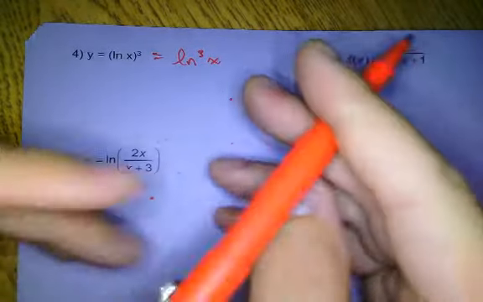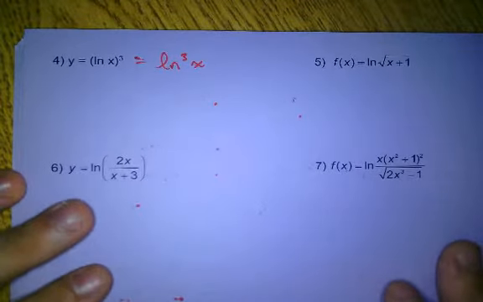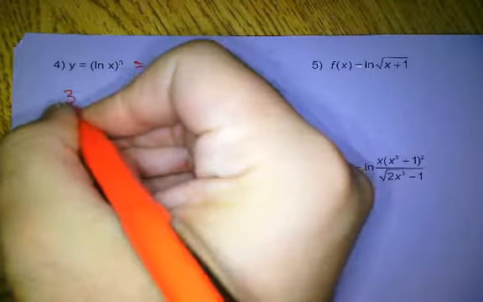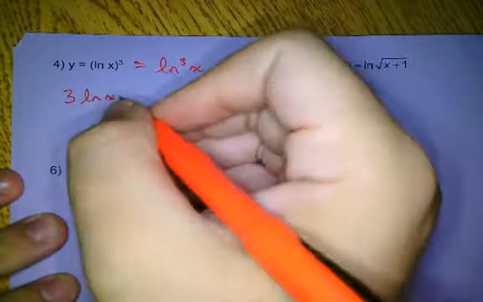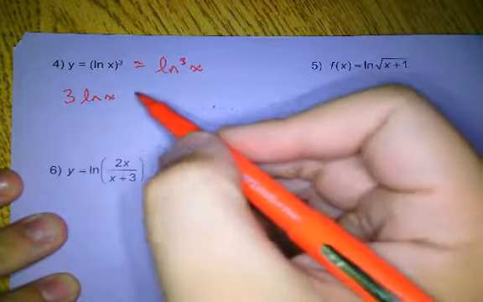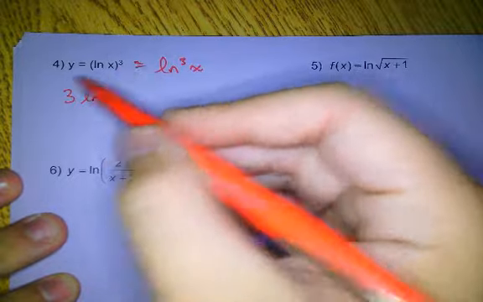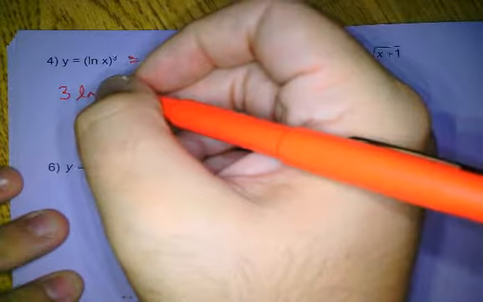Okay? So who am I gonna call in here? Julia. 3 ln x all squared. Oh, you did the same thing they did? Yeah, okay.